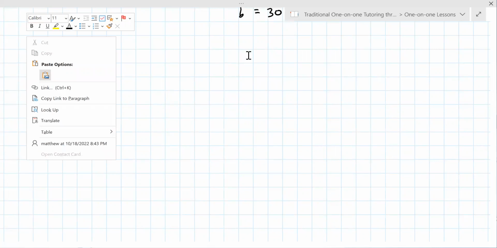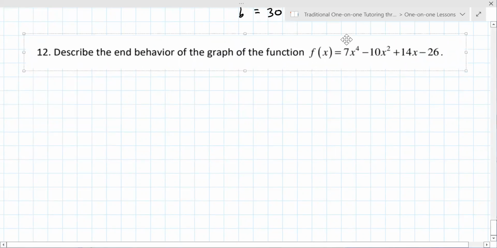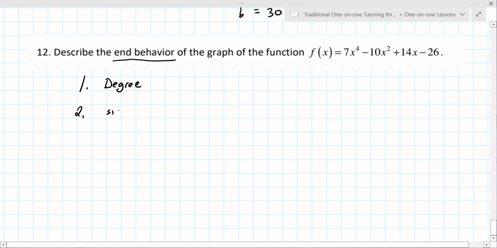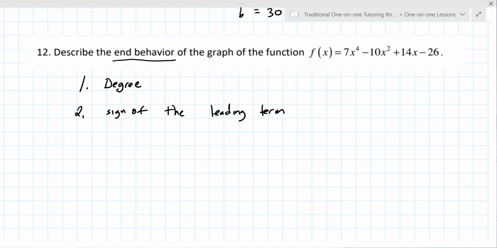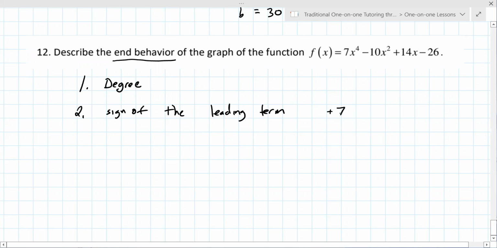Okay, so when you look at 12, to answer questions about end behavior, there are two pieces of information you need to know. The first is you need to know the degree, and then you need to know the sign of the leading term. So can you tell me either of those for this one? The sign should be positive. Yes, this one is definitely positive. It's actually positive 7, but the 7 doesn't matter. What about the degree? Any idea for that?